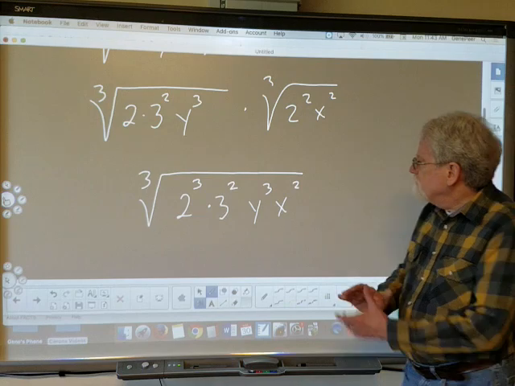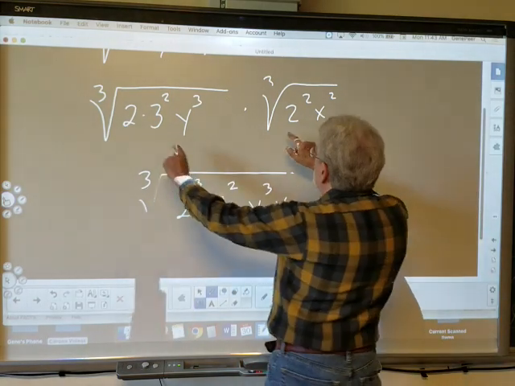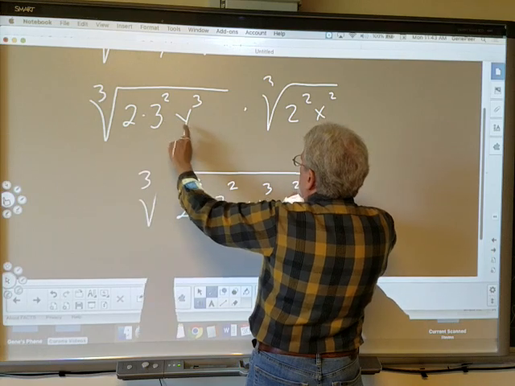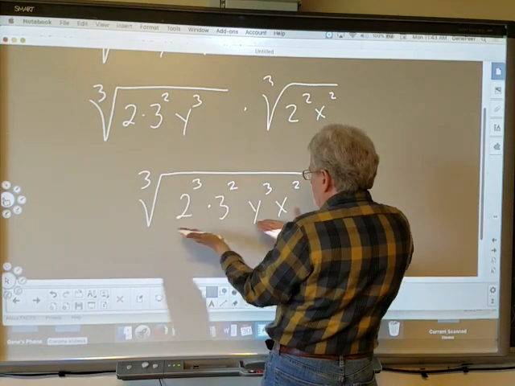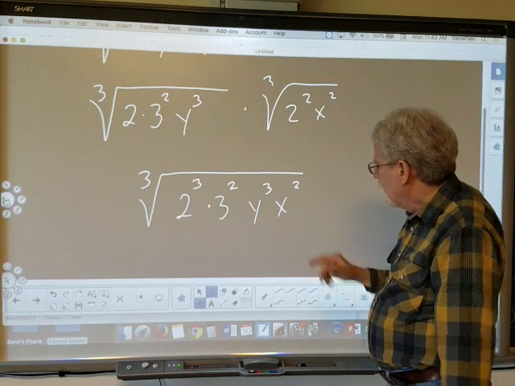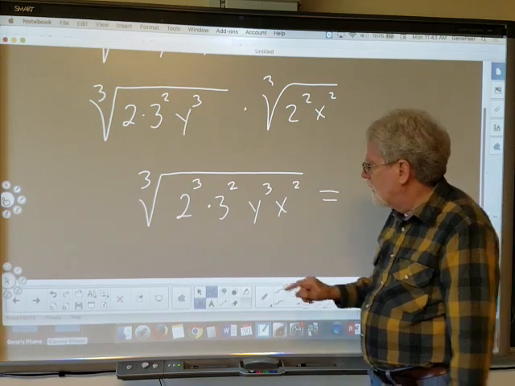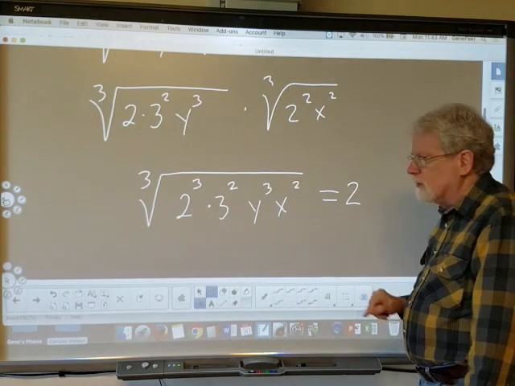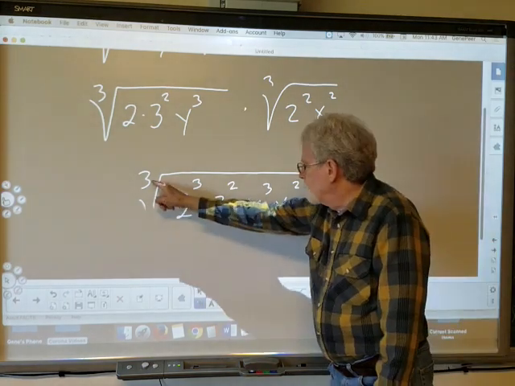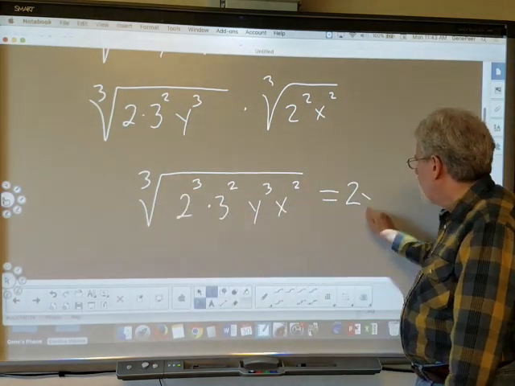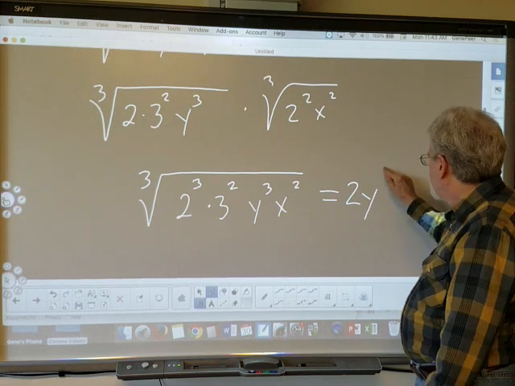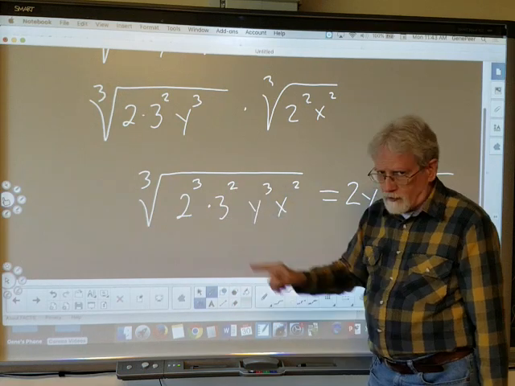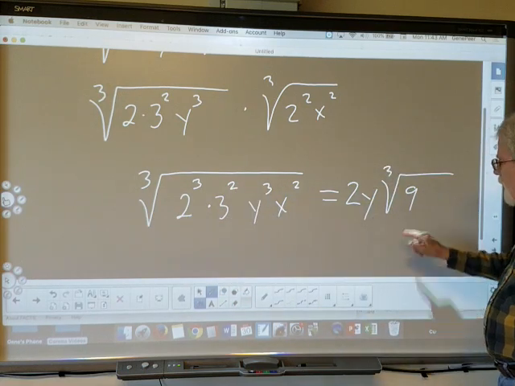So anyway, moving on. Now that I've written my 2 to the third, and my 3 squared, and my y cubed and my x squared, now I say, hey, I've got some cubes I can take out. Because we know the cubed root of 2 cubed is 2. We know the cubed root of y cubed is y. Unfortunately, we do not know the cubed root of 3 squared, so we'll simply put a 9 in there.